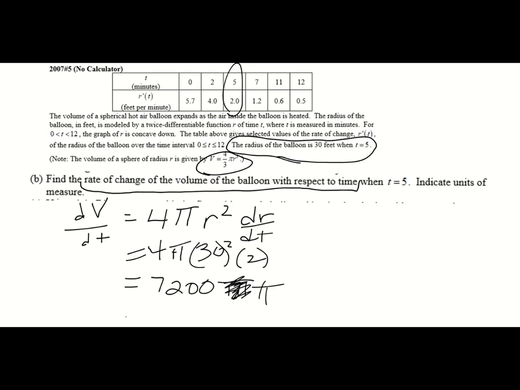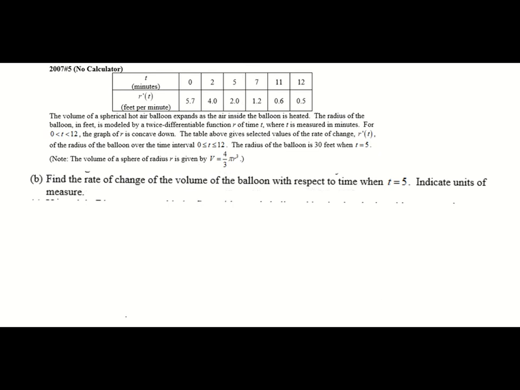Okay, and it does say indicate units of measure. So we're changing volume over time. Volume, if the radius is measured in feet, is cubic feet, and the time in this problem is measured in minutes. So 7,200 pi cubic feet per minute was the answer we're looking for there.